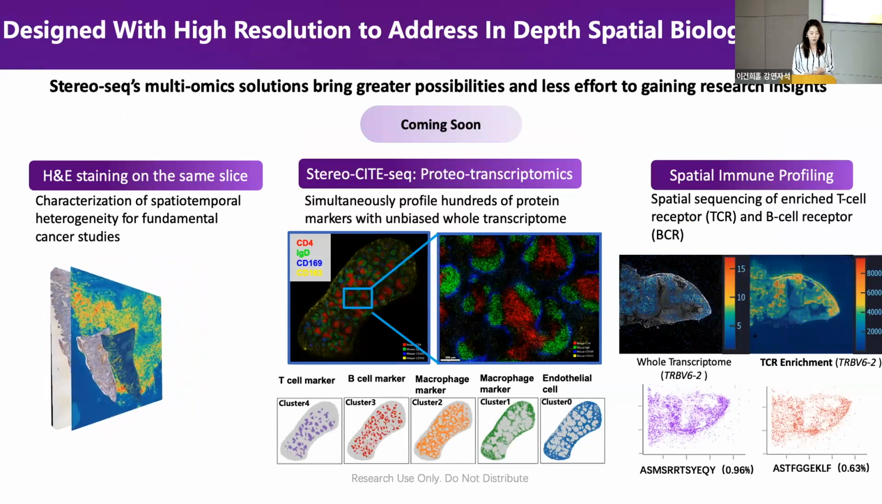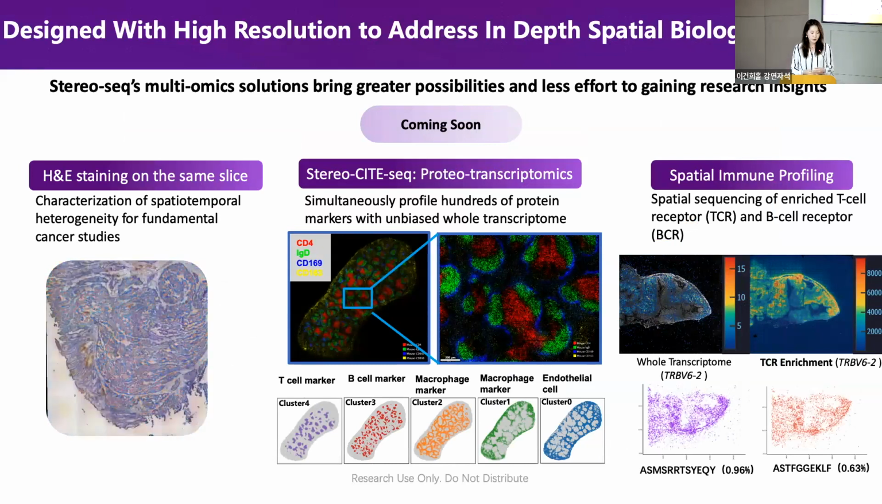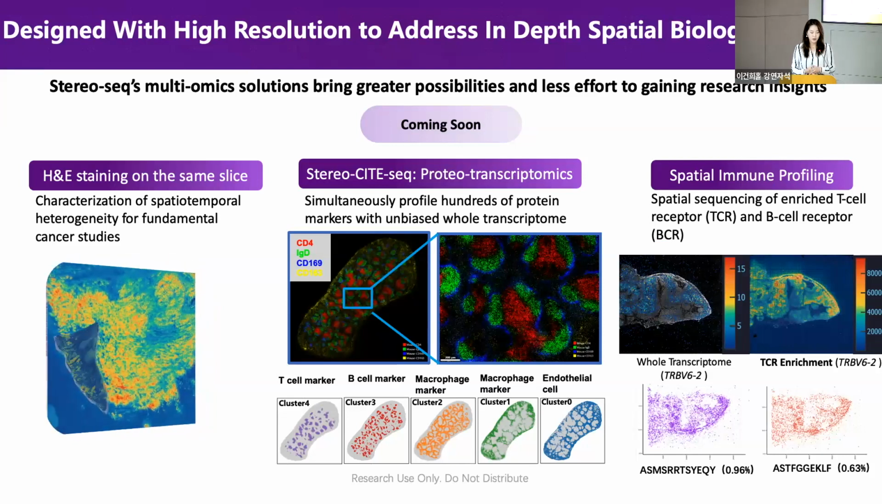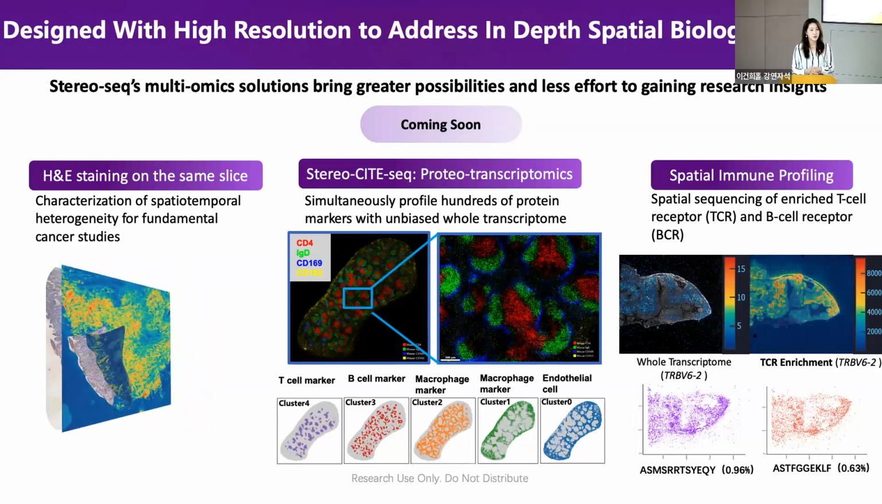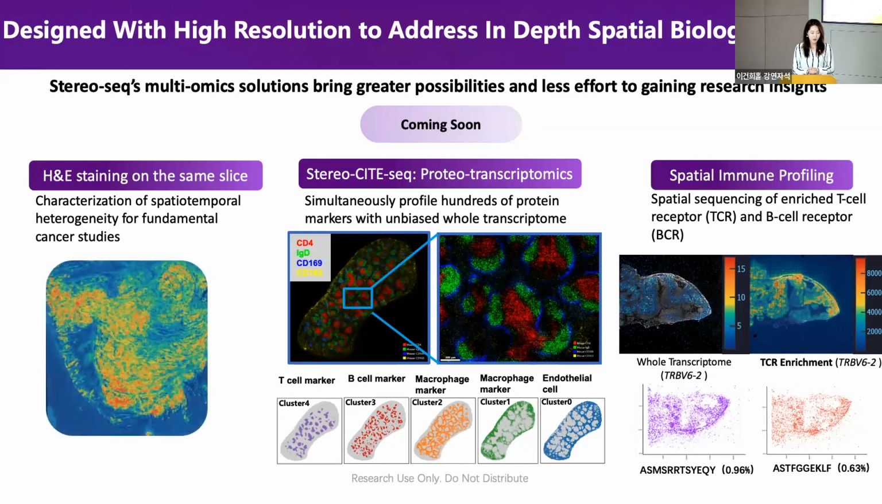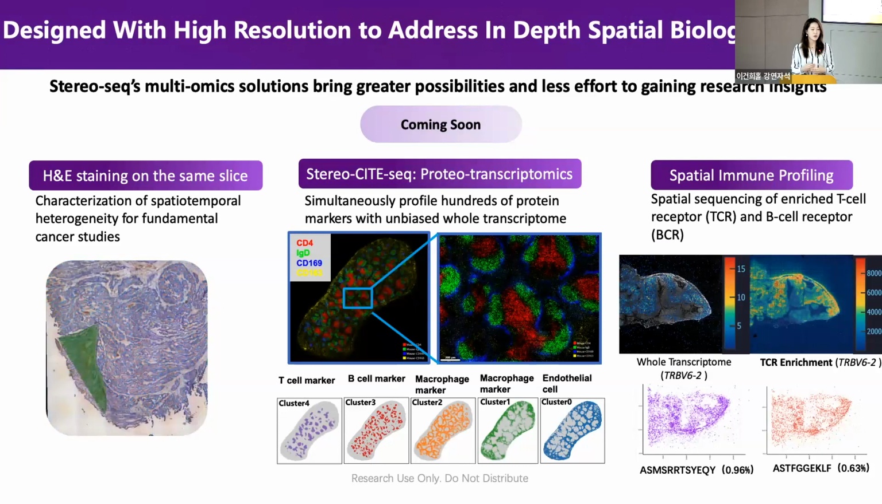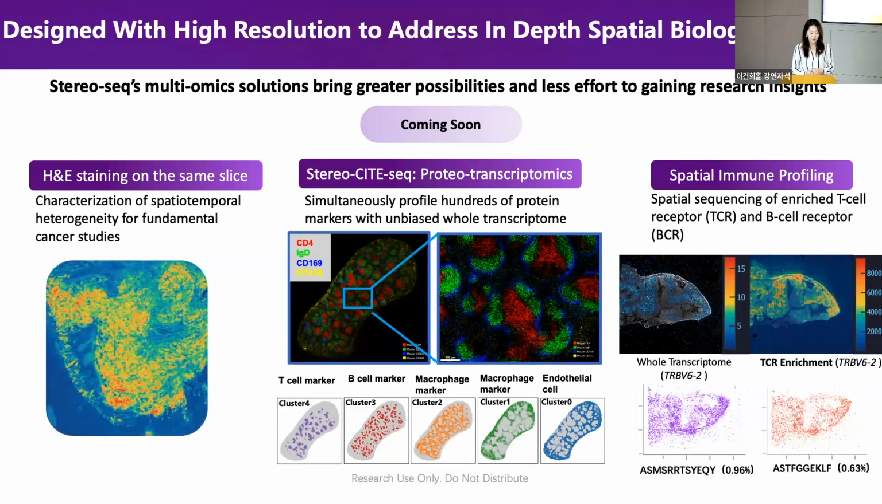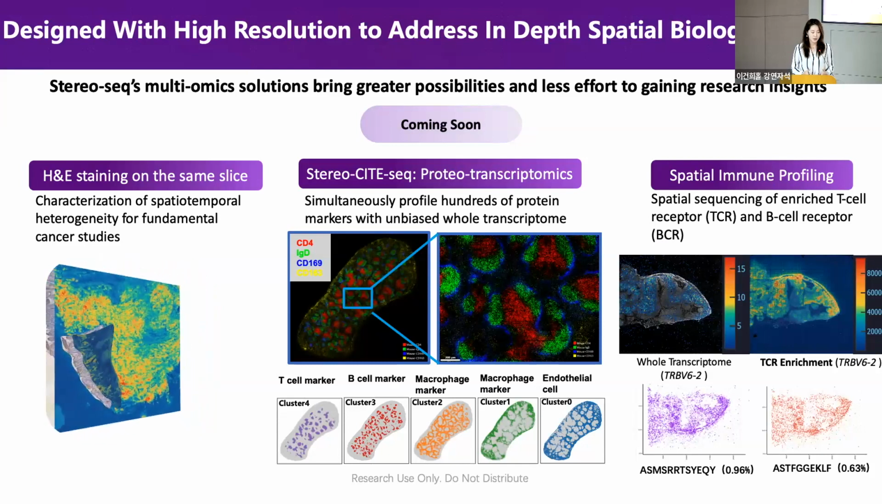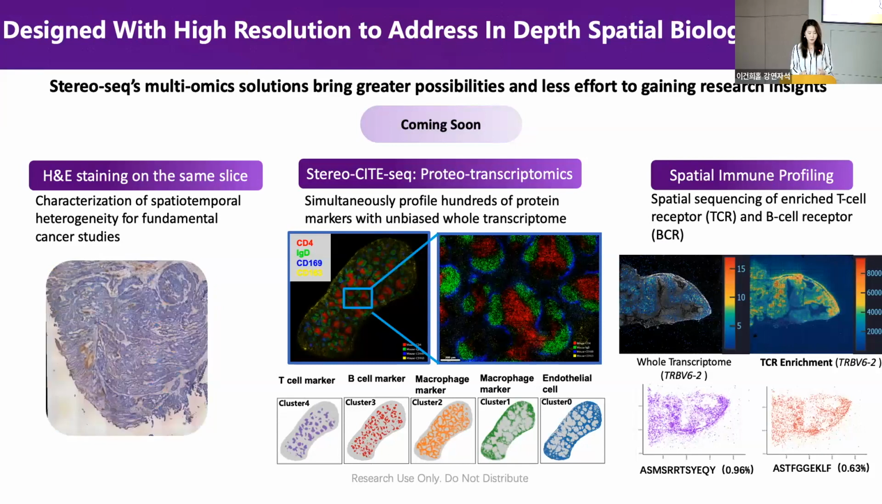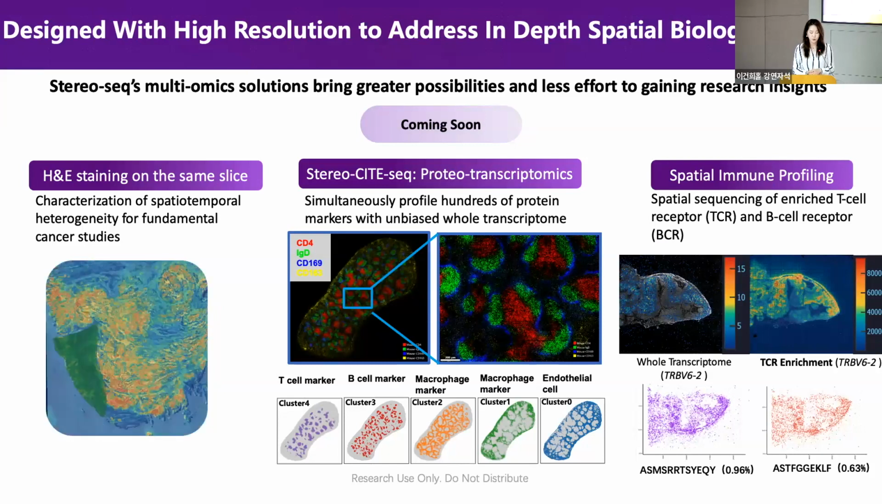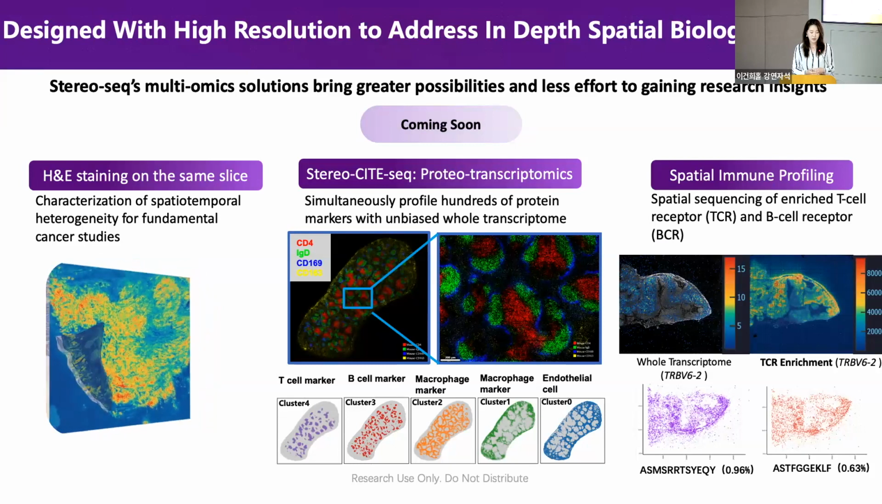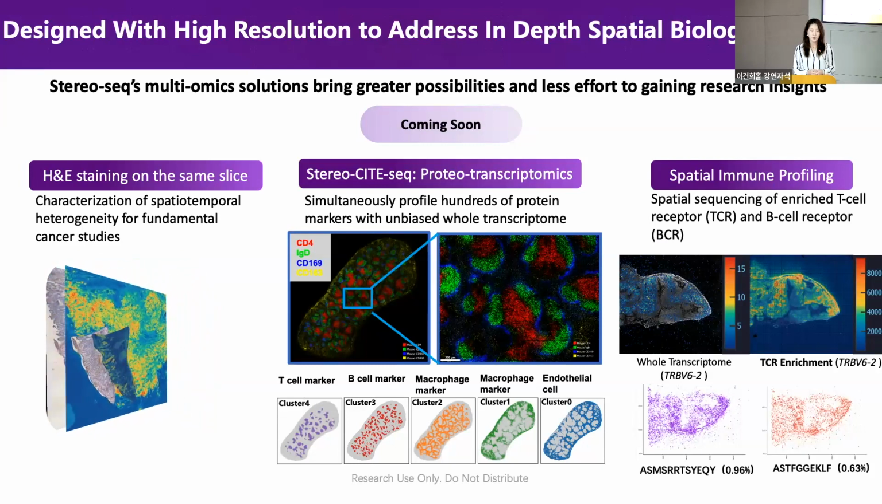So in order to facilitate the pathology research applications, we are combining H&E staining of the tissue section onto the Stereo-seq chip on the same slide. So for easier characterization of the spatial temporal heterogeneity for fundamental cancer research. And also we are combining with Cy-seq, which is protein multiplexing, combining with Stereo-seq whole transcriptome at the same time.